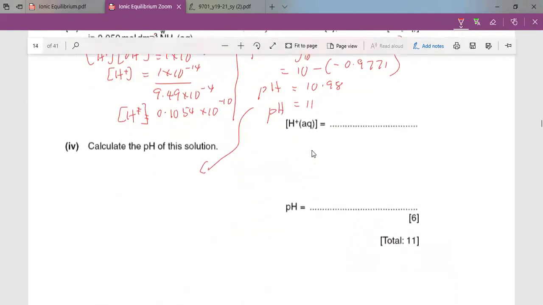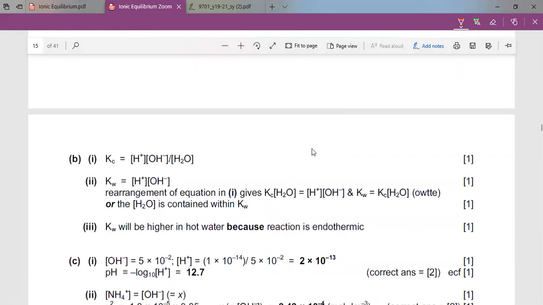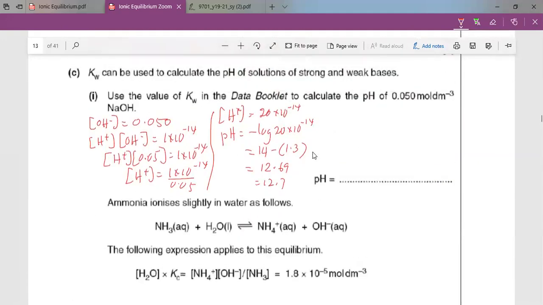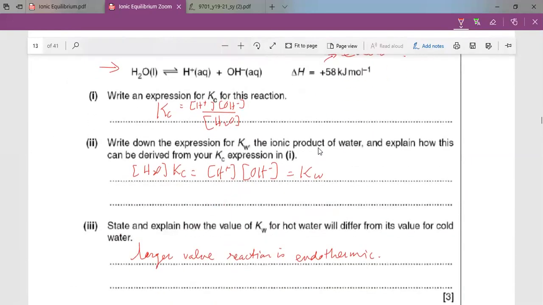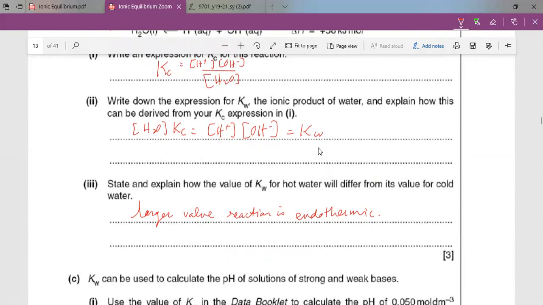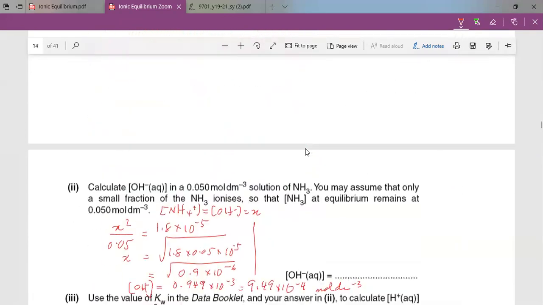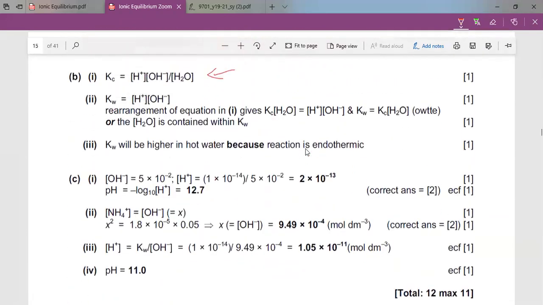See? All done already now, with the water down here. Okay, this is Kc. Now they ask you a Kw. Write down the expression for Kw, which is called the ionic product of water. Why ionic product? Ions and product multiply, isn't it? And explain how it can be derived from your Kc. So you derive from here and just shift it out here. Now see how the answer is here. This one here is rearranging of the equation, that's all.